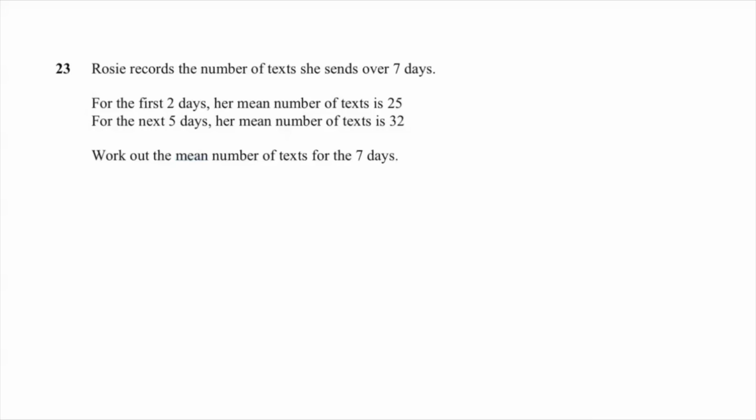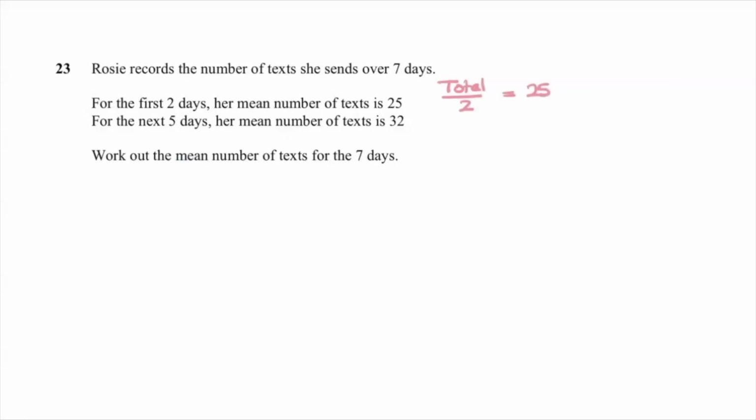Okay, so Rosie records the number of texts she sends over 7 days. For the first 2 days, her mean number of texts is 25. So there is a total number of texts that she's added together for the 2 days, divided it through by 2 to get a mean result of 25. That is what that sentence is saying to me.